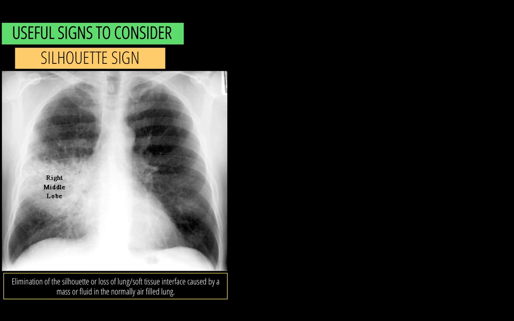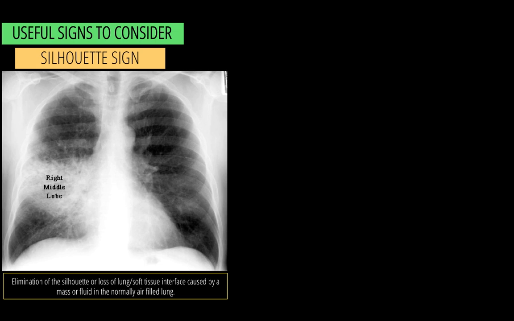be the silhouette sign. The silhouette sign is in essence the elimination of the silhouette, or a loss of lung or soft tissue interface, which is caused by a mass or fluid in the normally air-filled lungs. So in other words, if an intrathoracic opacity is in anatomical contact with, for example, the heart border, then the opacity will obscure that border. This sign is commonly applied to the heart, the aorta, the chest wall, as well as the diaphragm. And the location of this abnormality can help us to determine the location anatomically.